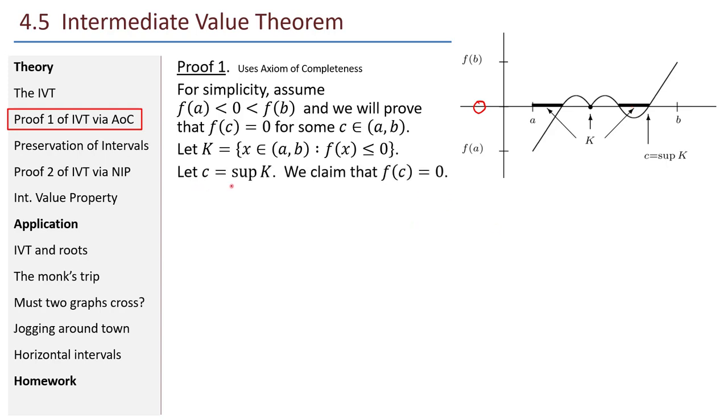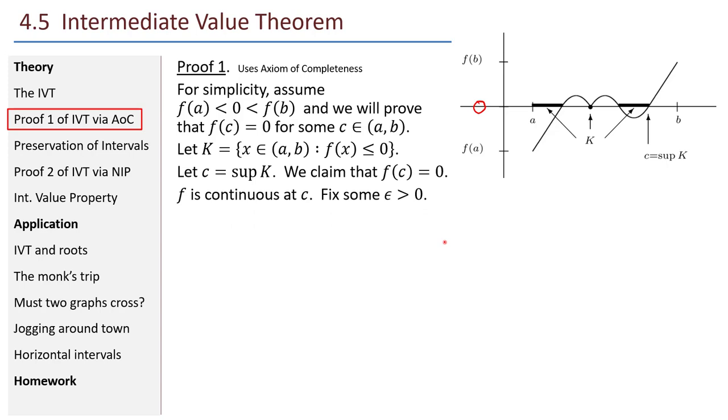Let c be the supremum of k. Now the existence of c is given to us by the axiom of completeness, and c looks like a good candidate for what we're looking for with the intermediate value theorem. We claim that f of c actually equals 0. Now let's bring in the continuity.